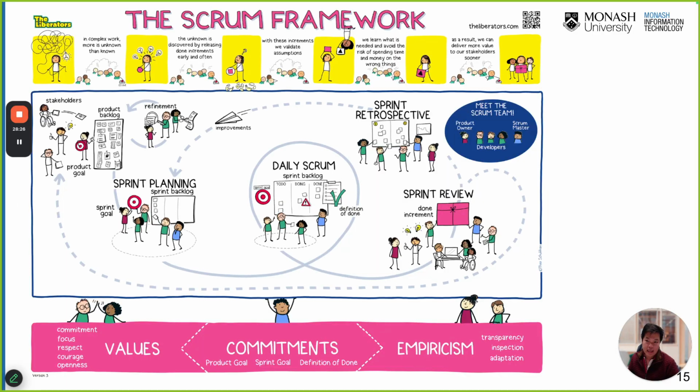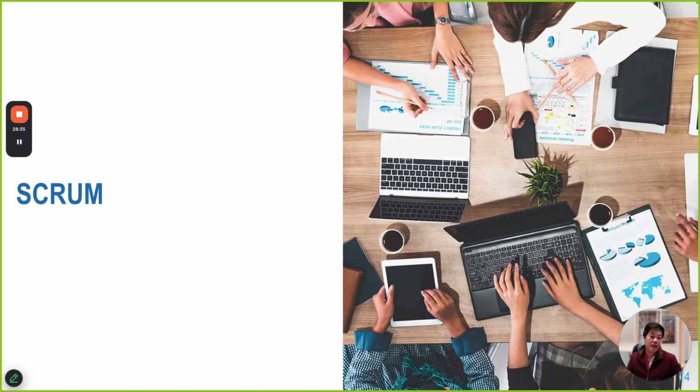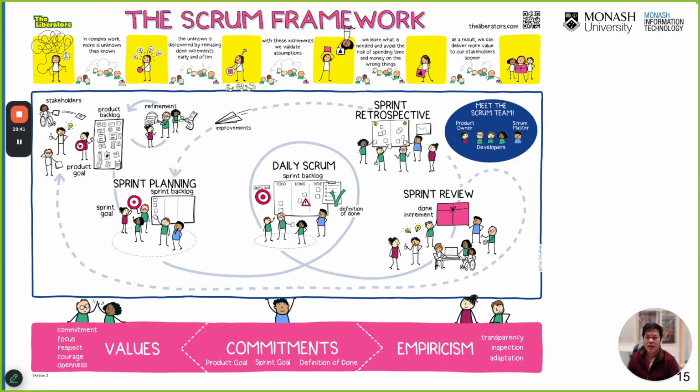Basically, in Agile there are two frameworks that you can implement. First is the Scrum, the second one is Kanban, and they are totally different. So what is a Scrum? I'm going to talk about that. This is the Scrum framework.